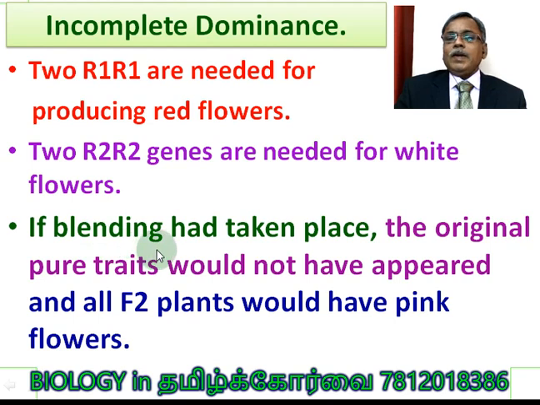If blending had taken place, so they are giving a condition: if blending had taken place between capital R1 and capital R2, the original pure trait would not have appeared in the F2 plants. F2 plants would have only pink flowers. So no blending of alleles takes place, and the alleles segregate because they are discrete units, so they are able to produce the red color parental character and white color parental character.